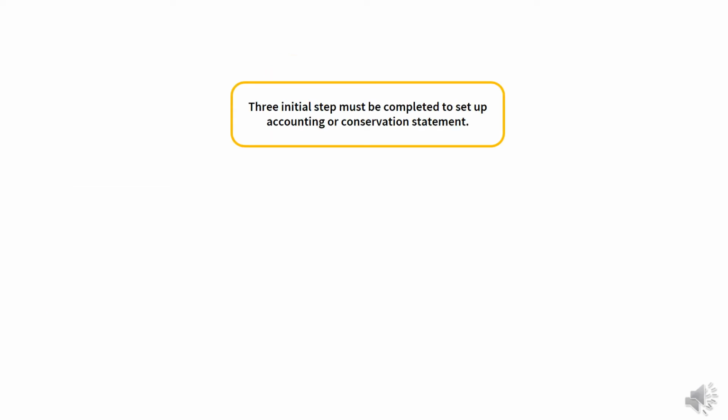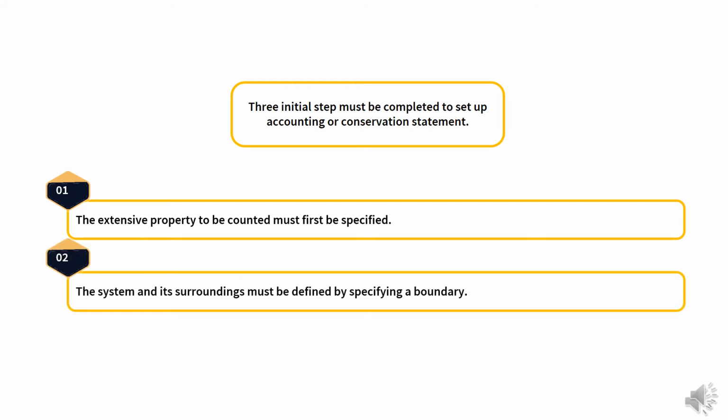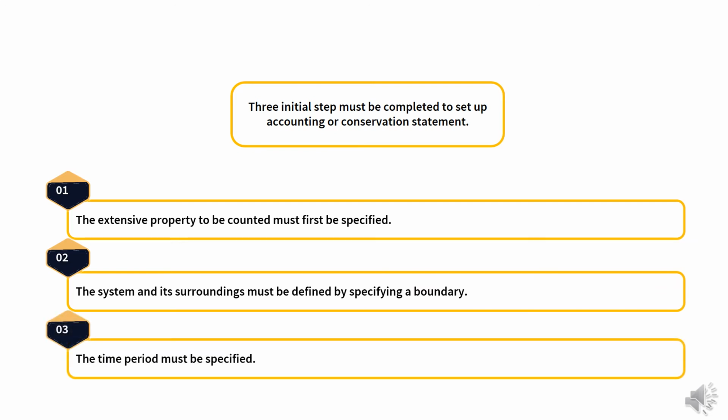To set up an accounting or conservation statement, three initial steps must be completed. The first one, the extensive property to be counted must be specified. The second one, the system and its surroundings must be defined by specifying a boundary. And the third one, the time period must be specified. In other words, the problem solver must select and state the property of interest, system, and time period for the problem at hand.